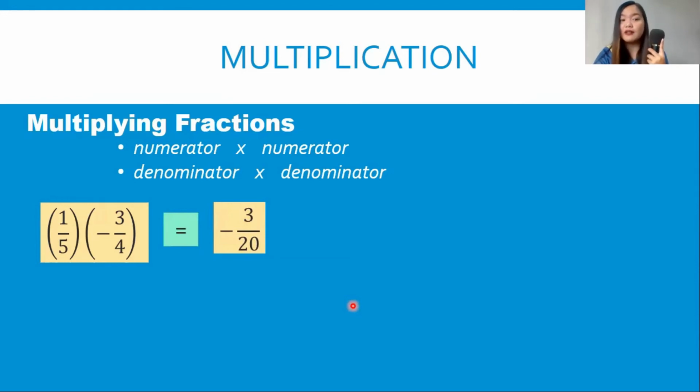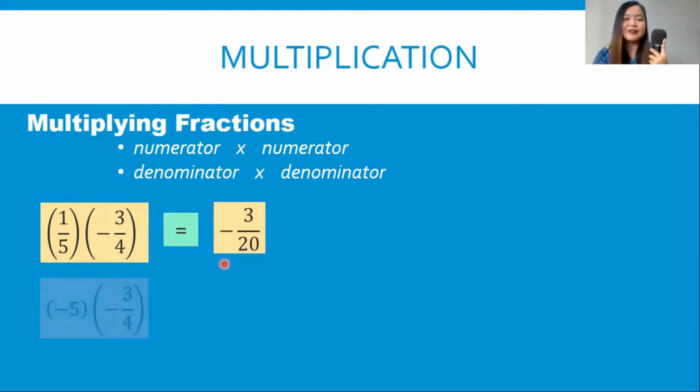And do not forget the sign. They do not have the same sign. One is positive, one is negative, so your answer is negative. Also, remember the rule in multiplication of integers. I have a vlog about that here. Go back to it if you haven't seen or watched it, sis.